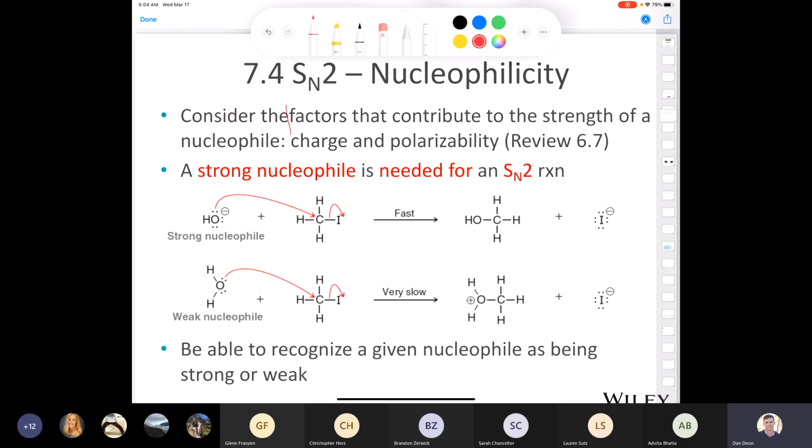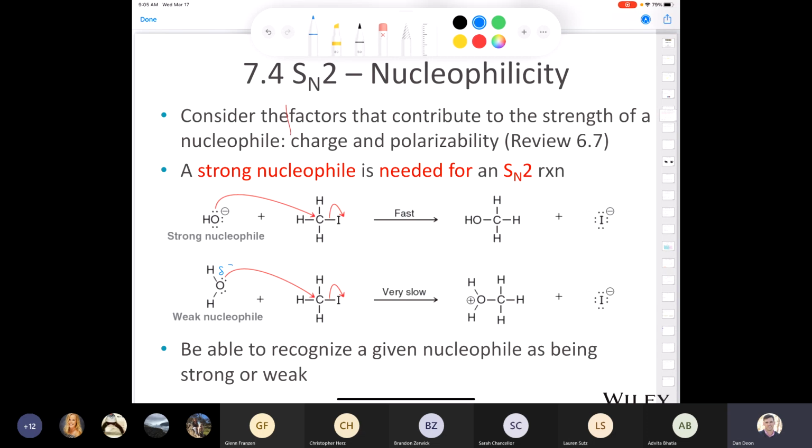Charge. A negatively charged nucleophile or a negatively charged atom is going to be a better nucleophile than a neutral one, right? If you have hydroxide, and you compare it to water, well, the oxygen in hydroxide is going to be a better nucleophile than the oxygen in water, right? It's got a negative charge on it. A nucleophile is a nucleus lover, and a full negatively charged anion is going to be a better nucleophile than something that's just got a partial negative charge on it, right? So we need to have a good nucleophile for an SN2 reaction.